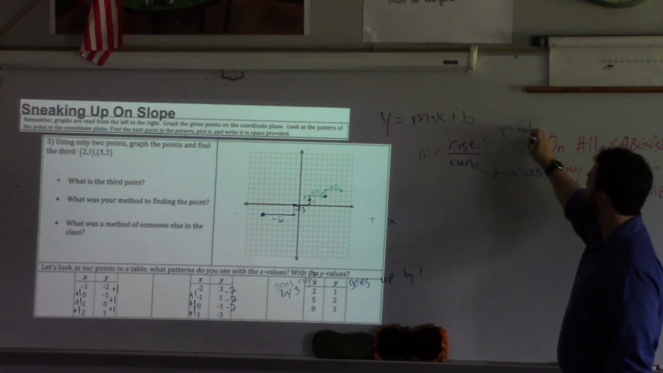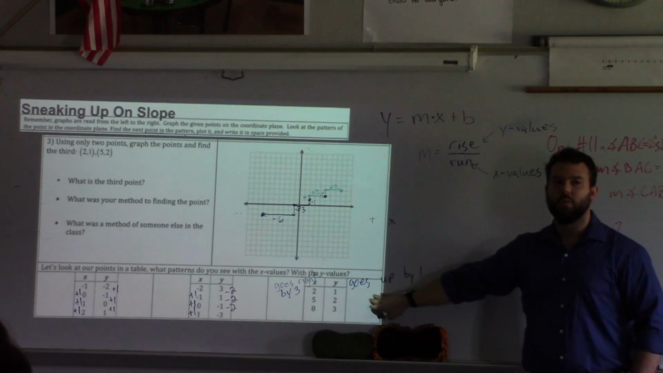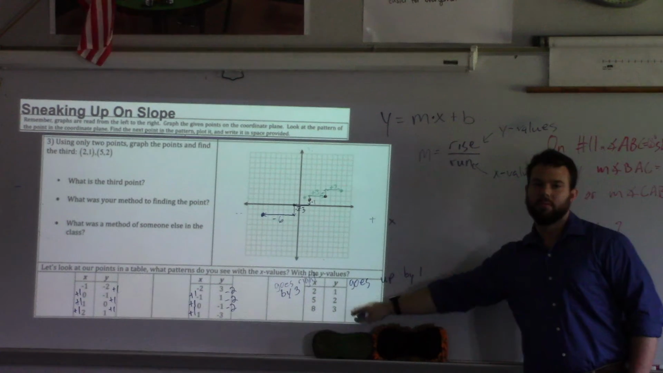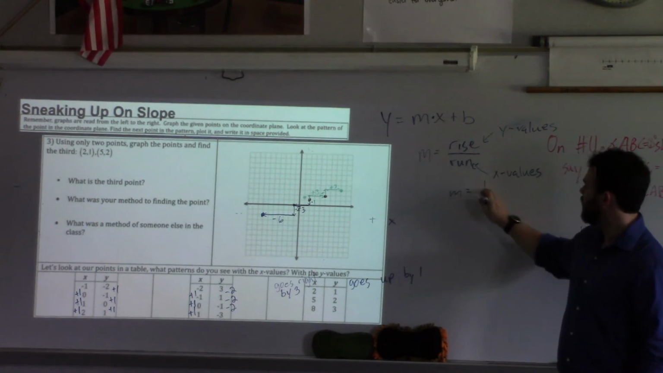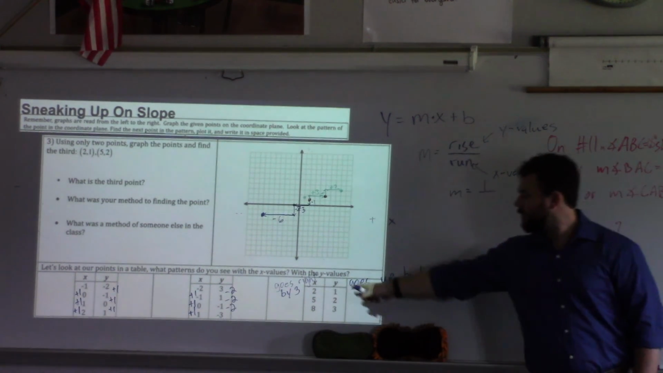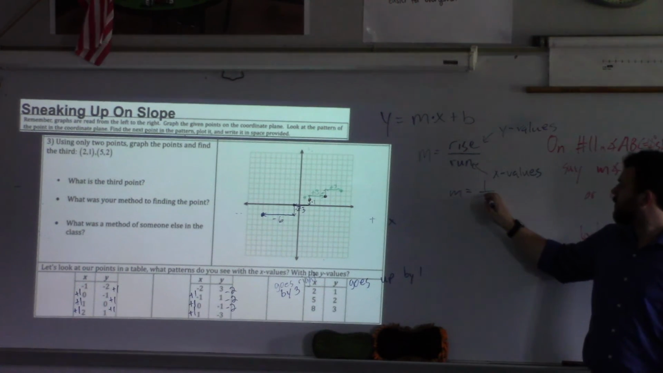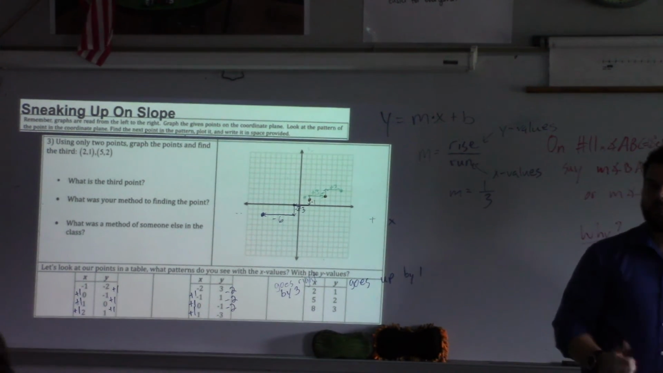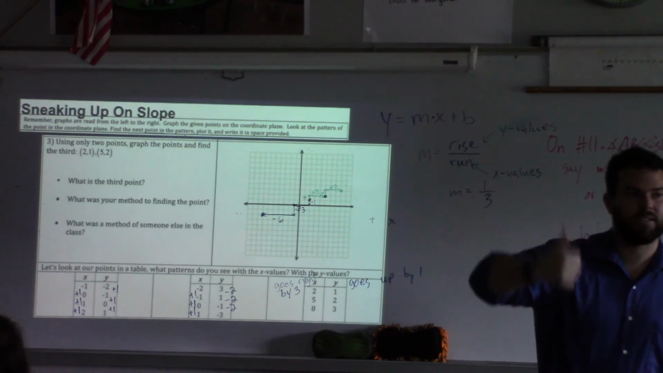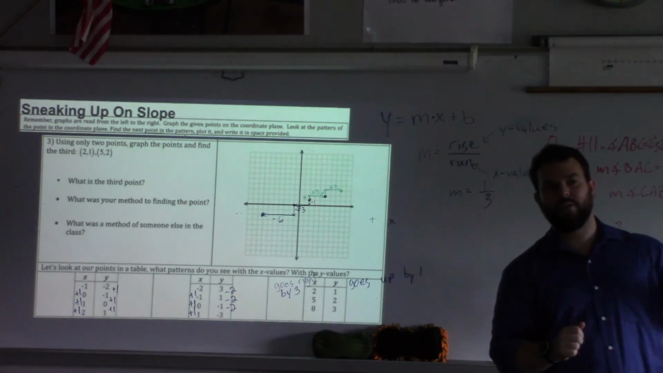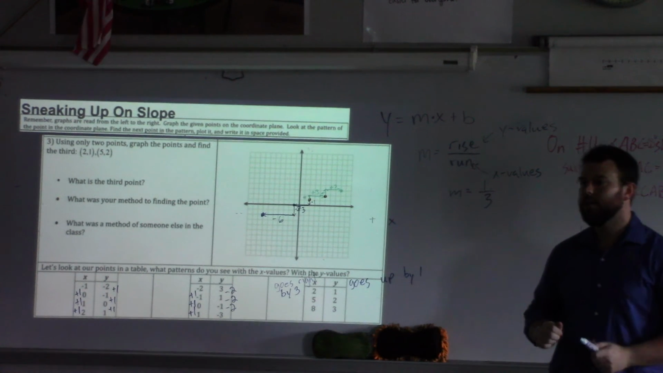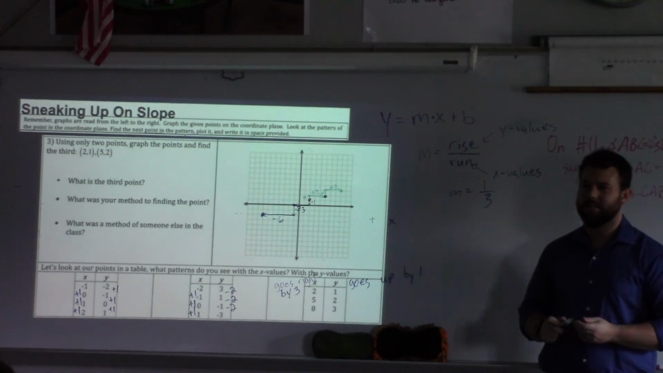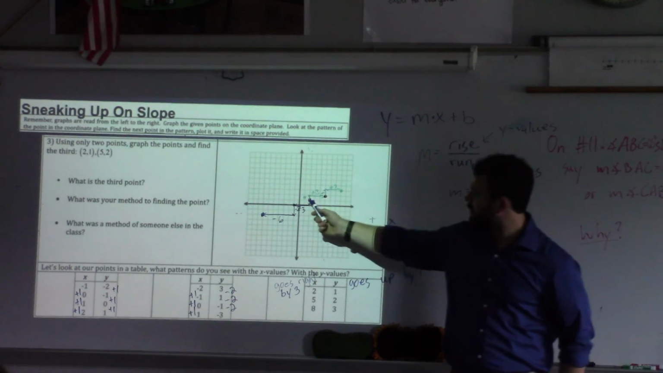So without even looking at the graph, I could look at this table. It's going up by 1 every time, so what's my rise? 1. What's my run? 3. Goes to the right by 3. Why are they both positive? It goes up, which is positive, and it goes to the right, which is positive, okay? Slope is very easy to find in a table. Does that make sense? Is that what we see up here?